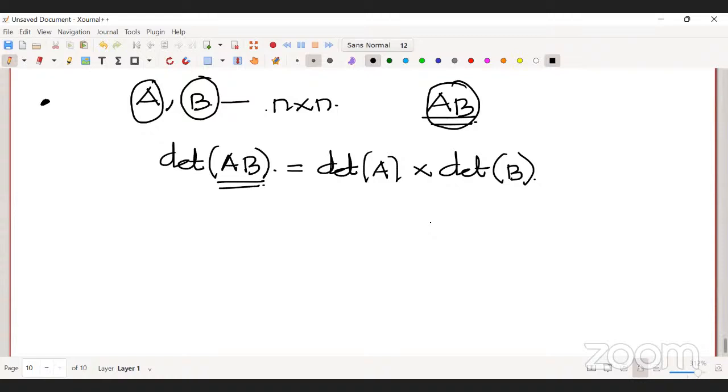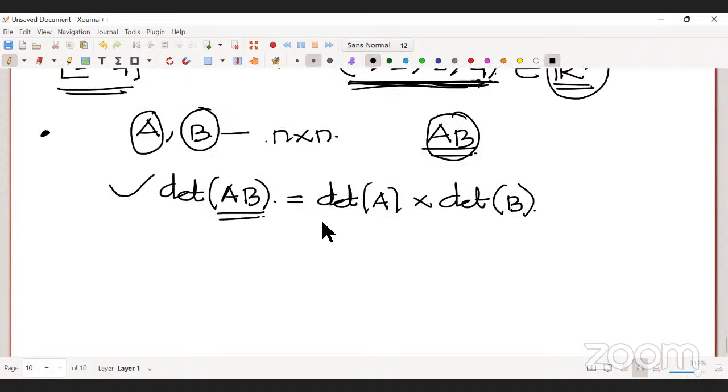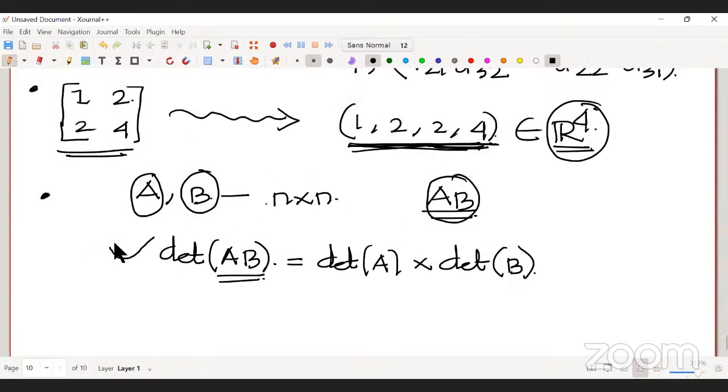Sir, but the other way around, it's not true, I think. But what do you mean by the other way around? Determinant of A into determinant of B is not always equal to determinant of AB. No, that is what I have written here. They are the same, right? No, sir. Actually, if we take A to be a 3 cross 3 and B to be a 2 cross 2 matrix, then the determinant of AB is not defined in that case. So you see my condition. What is the condition I have taken?